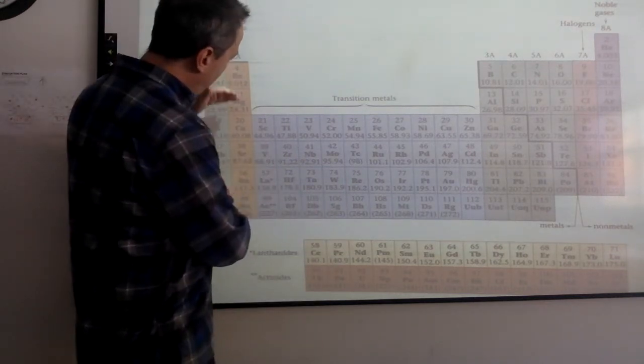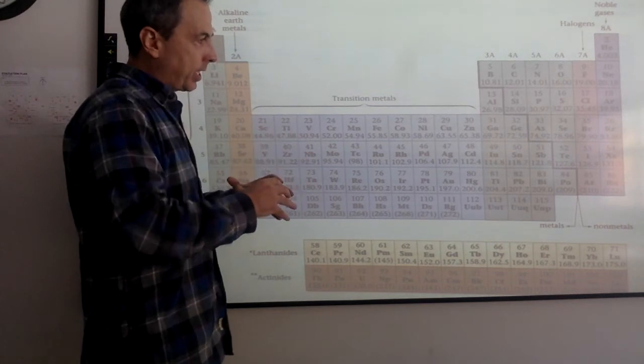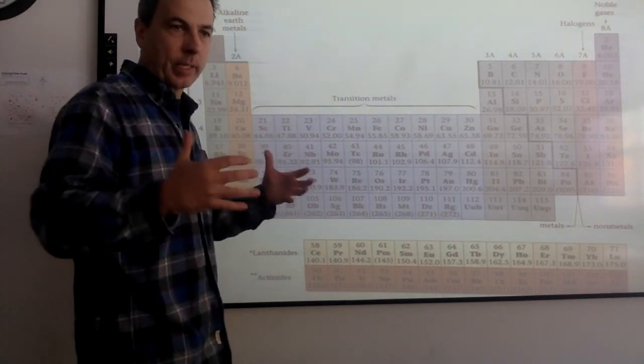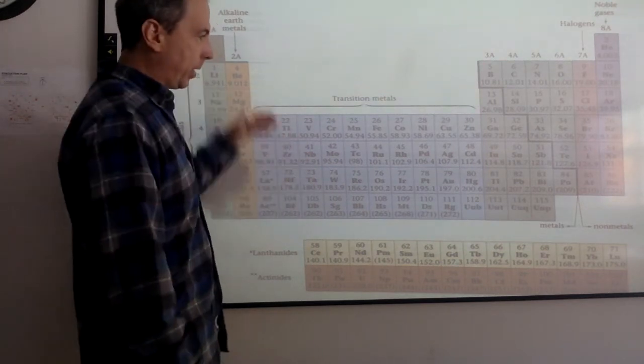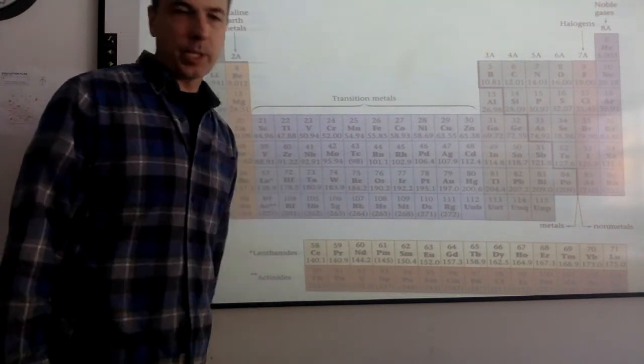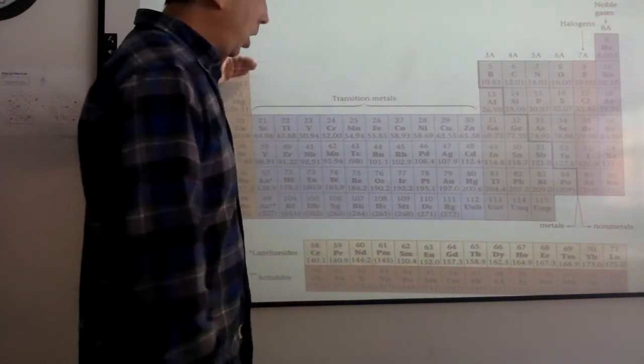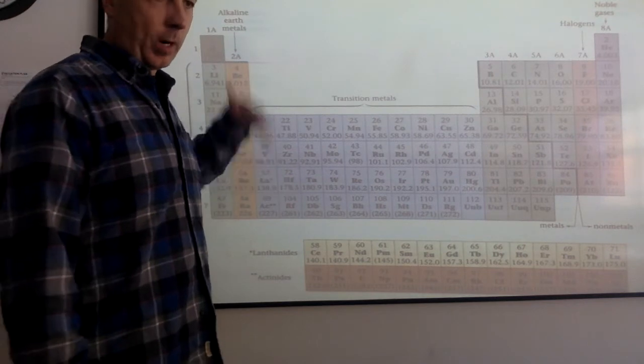So every time you drop down a row, you're stepping up in the average atomic diameter, right? The atoms are actually getting bigger and bigger. They're getting bigger and bigger all the time as you go down and down, but the row is where you actually are having a big increase.